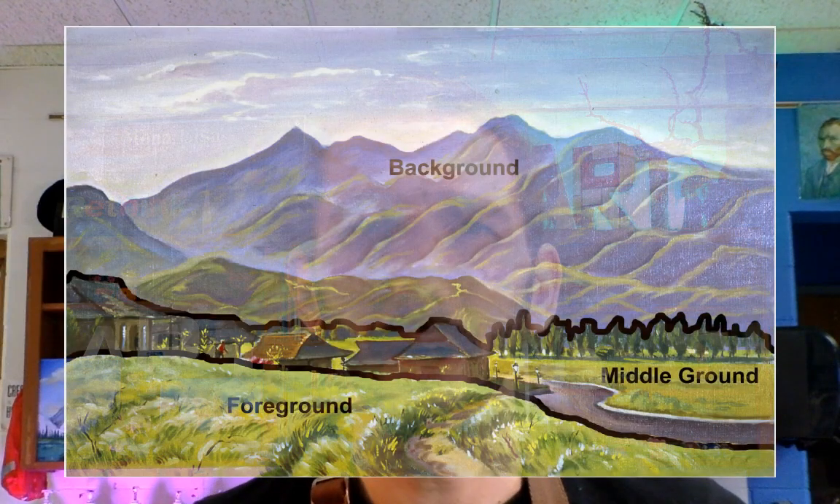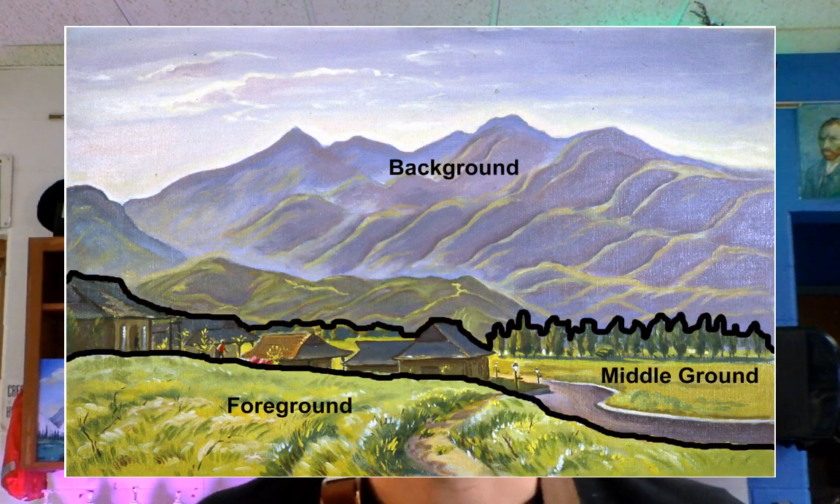A picture can usually be broken down into three parts: your background, your middle ground, and your foreground. Your subject will be somewhere in there. The background is the farthest away. The middle ground are things that are somewhere in the middle, and the foreground is at the very front of your picture.